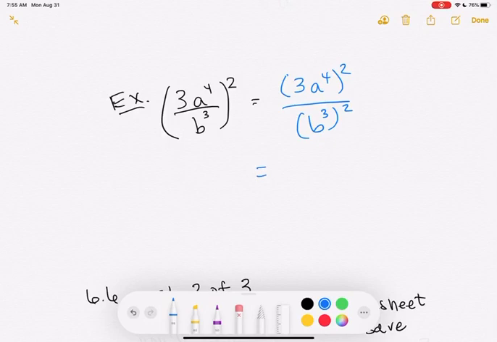And then 3 squared is going to give me 9. A to the 4th squared, so we multiply, we get a to the 8th over b cubed squared, we multiply 3 times 2, we get 6. And that wraps up part 2 of 6.6.